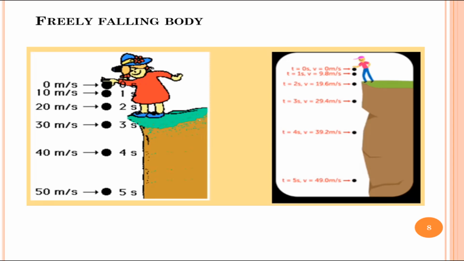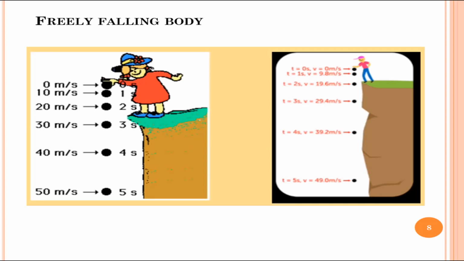Now after every 1 second, the velocity increases by 10 meter per second. If you consider the g value to be 10 meter per second square, at the end of 1 second it would have gained the velocity of 10 meter per second. At the end of 2 seconds it would have gained the velocity of 20 meter per second. Similarly, at the end of 3 seconds it would have gained the velocity of 30 meter per second, and so on.